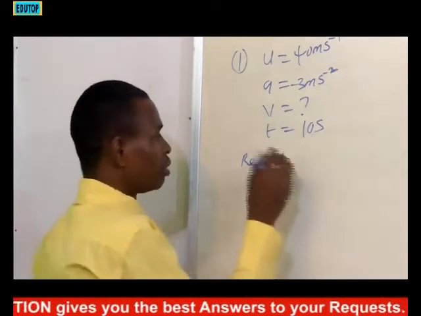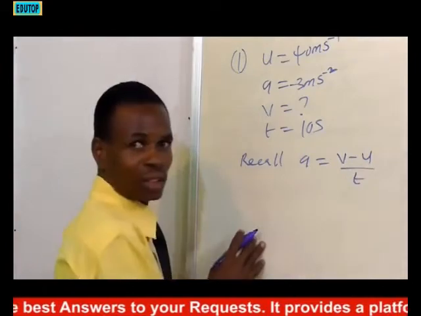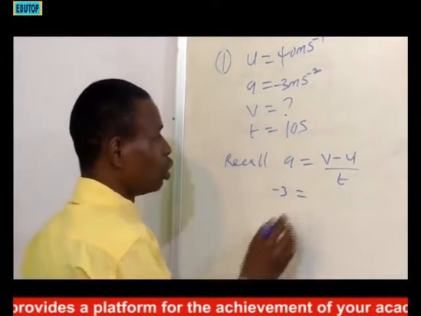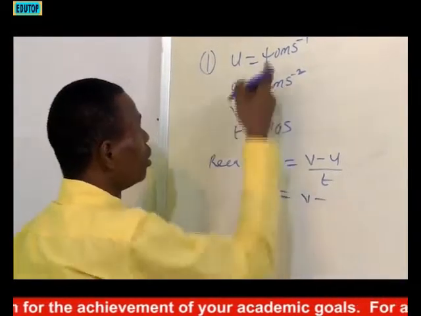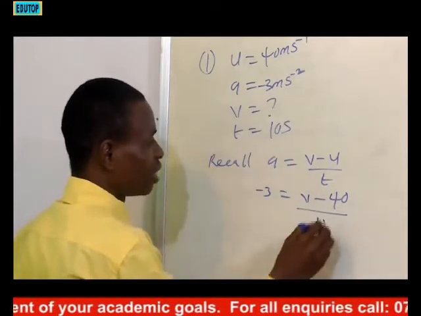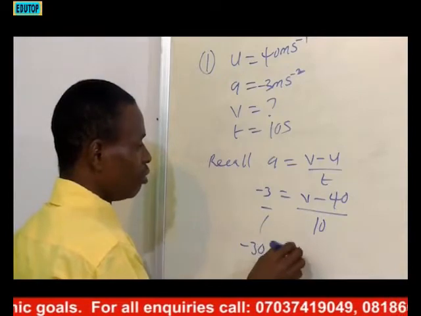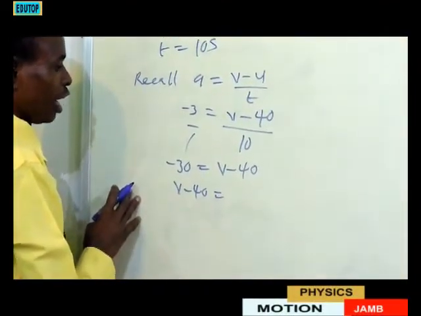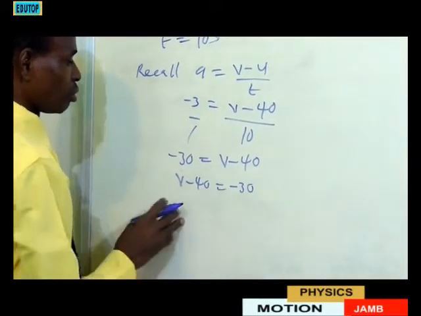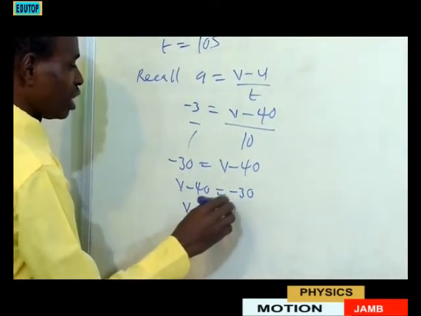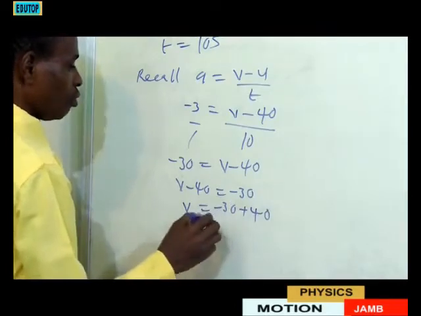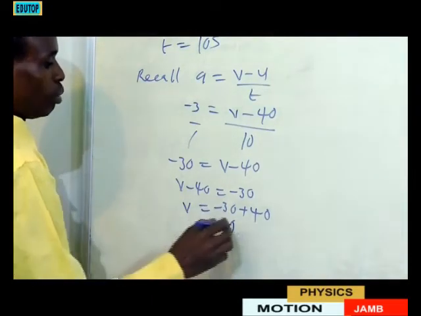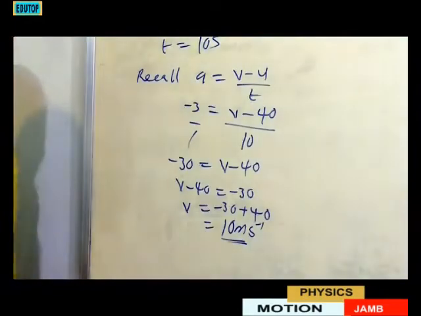Recall, acceleration is v minus u over t, as I have told you the other time. This is minus 3 is equal to, this is what we are looking for, v minus 40, over 10. Over 1, this is minus 30. Take v minus 40 to be equal to minus 30, so that v is equal to minus 30 plus 40. If you remove minus 30 from 40, we have 10 meters per second. That's the answer.